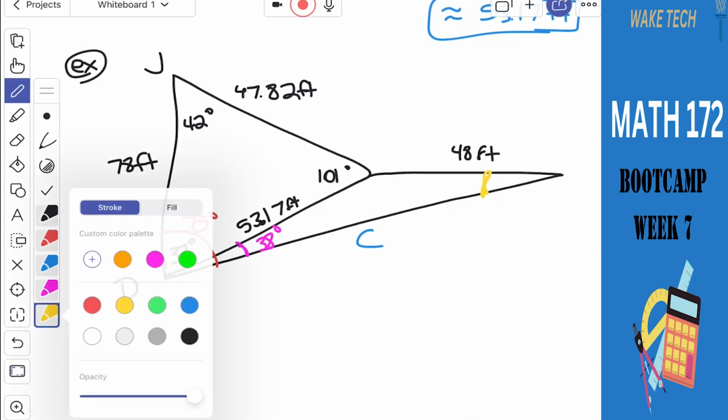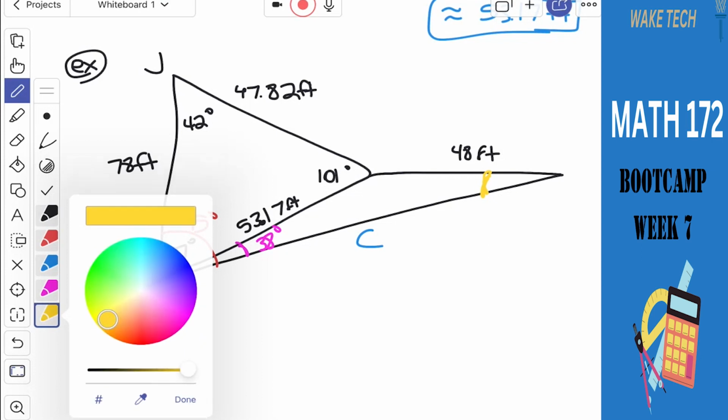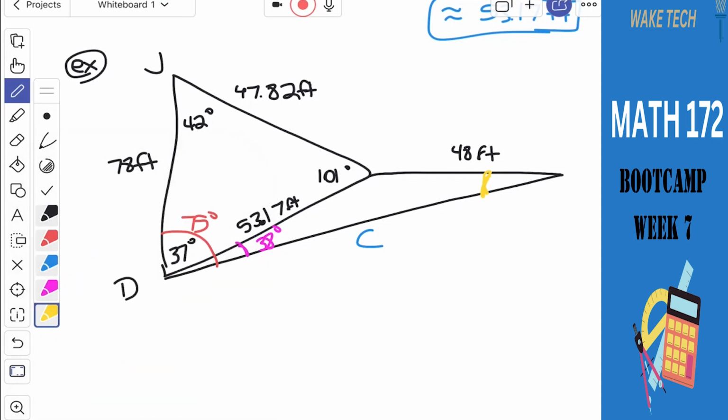Let's see, I'll try to... Wish I had better colors. I don't. So I'll do it in yellow. I mean, that's showing up fine on my screen. If for some reason you can't see the yellow, let me know and I can do it in another color. But what we must do first is sine of 38 degrees. I'm going to label this as angle X. Over 48 equals the sine of X over 53.17.